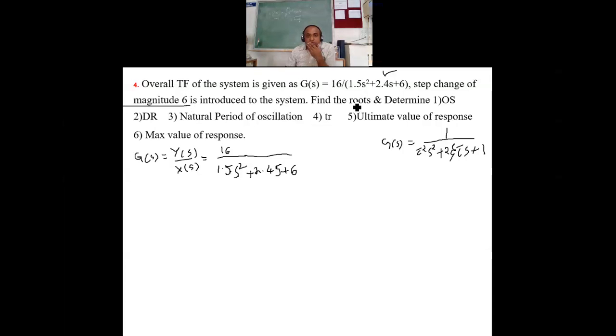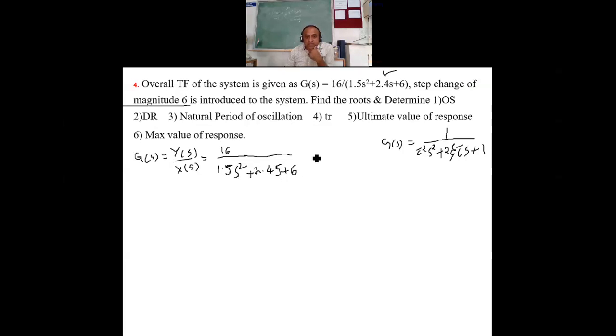With that, you are supposed to, and here they have also asked to find the roots. I just added it. So find the roots and determine all these 6 parameters. Let us see it later. As you know, the second order, the same transfer function, I have written it here. We had stopped at this point: 16 divided by 1.5 s square plus 2.4 s plus 6.